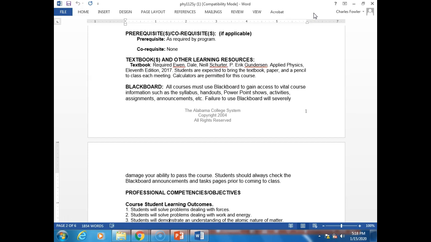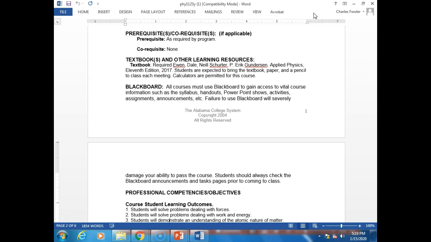All right. Now, what I was saying, most of you, if you've been here before, you've seen this thing on Blackboard. I really don't like the way they put this. It's just a little blurb, but they won't let us change it. Okay? All courses must use Blackboard to gain access to vital course information, such as the syllabus, handout, blah, blah, blah.